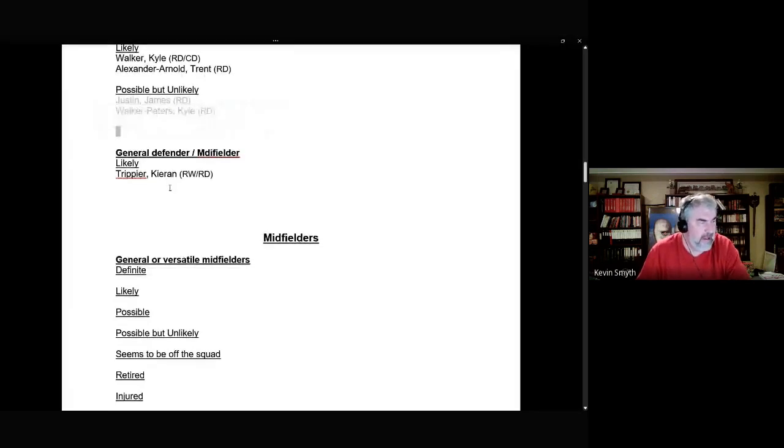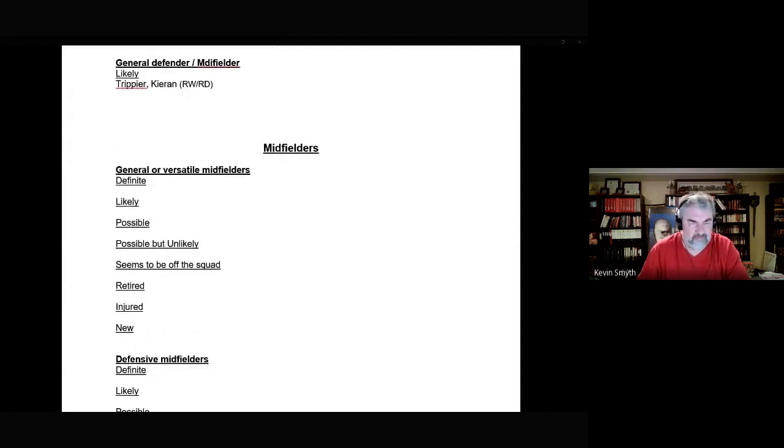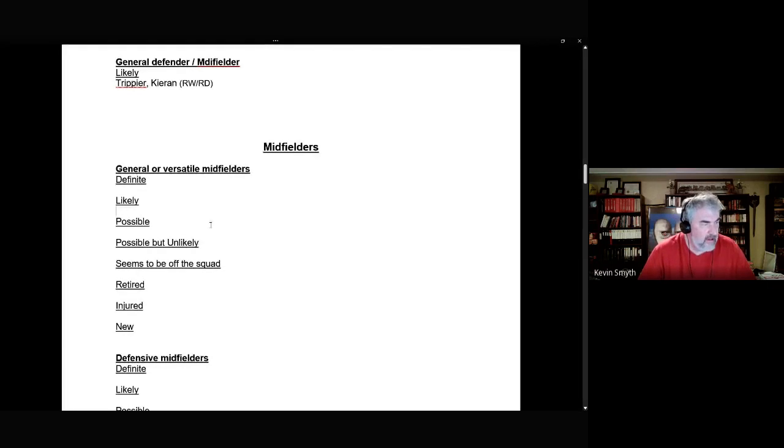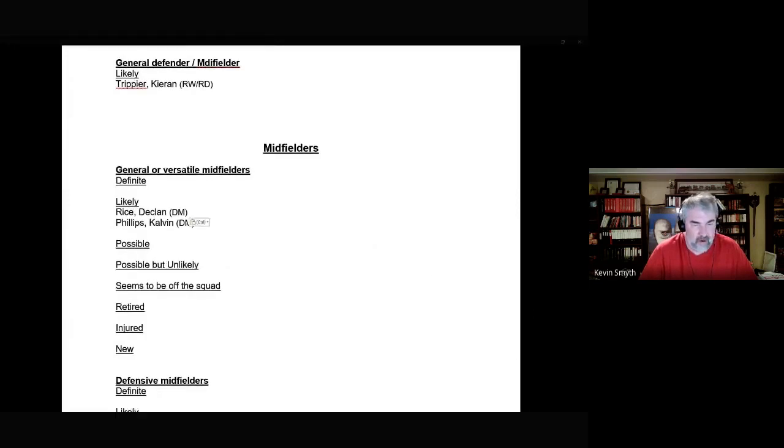That brings us to the end of defenders, and we'll move on to midfielders. We start with defensive midfielders, and we have 2 likely candidates in that category, and that is Declan Rice and Calvin Phillips. So I'll start with Declan Rice.